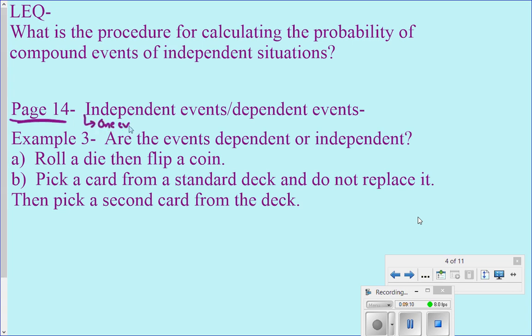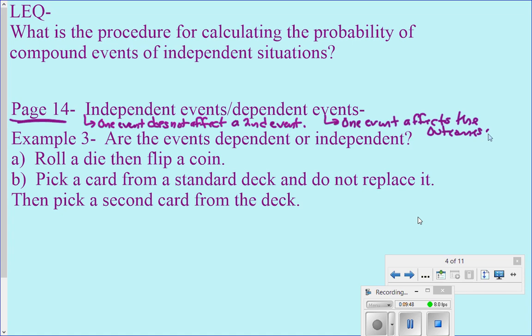One event does not affect a second event is independent. Dependent, on the other hand, is when the occurrence of one event does affect how a second event can occur. One event affects the outcomes of a second event.